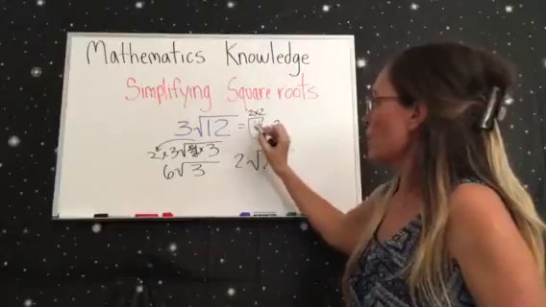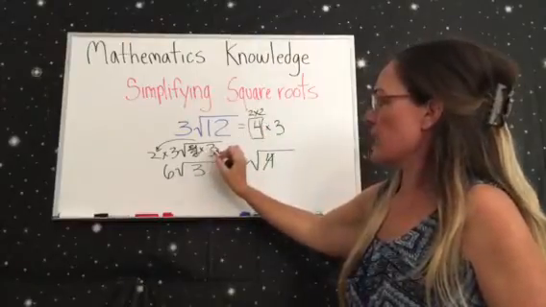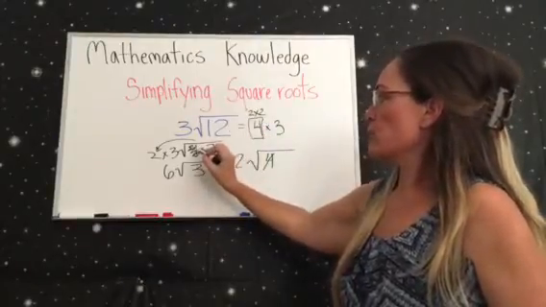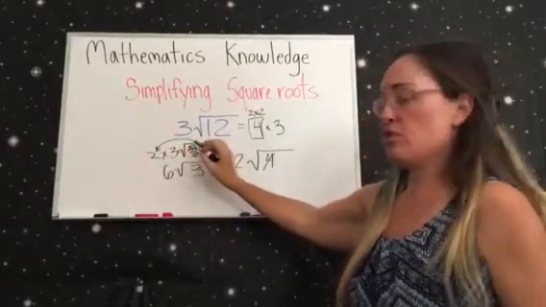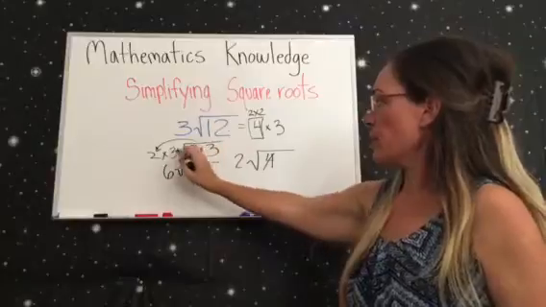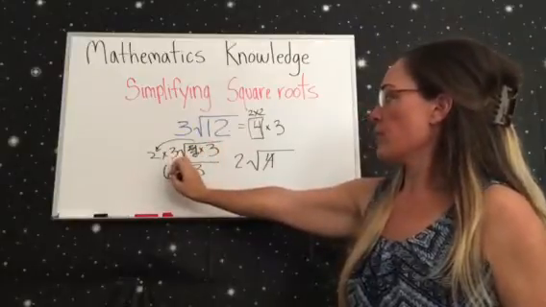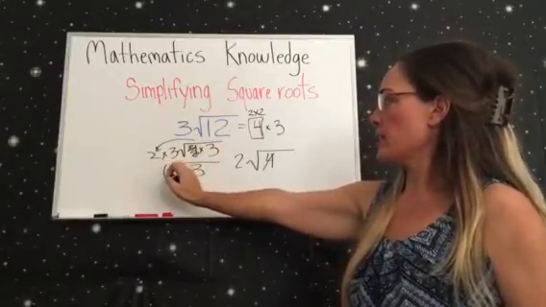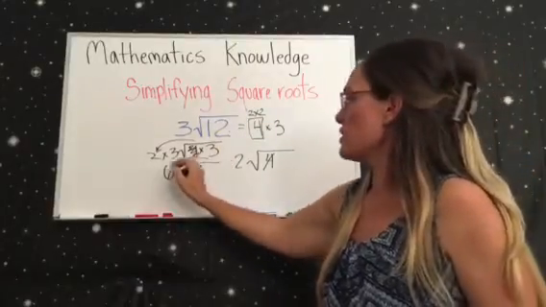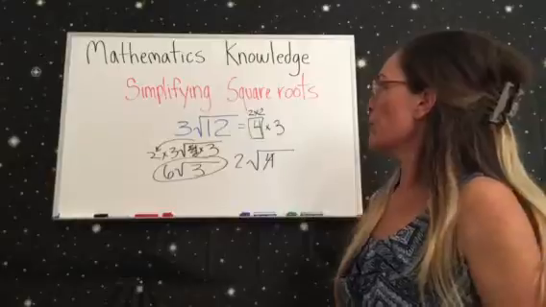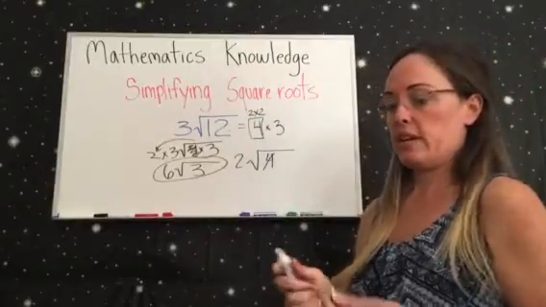So we brought the 4 times the 3 inside the square. We reduced it by bringing the 2 on the outside because 2 times 2 is 4, and we got rid of the 4. But because there was already a 3 on the outside, we multiplied them to get the 6, and then we left the 3 on the inside, which gives you 6 square root 3. And that's simplifying square roots.